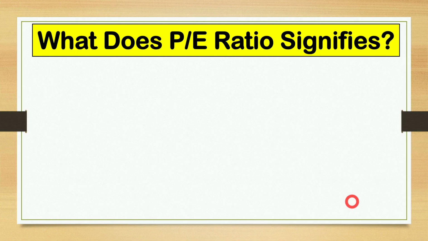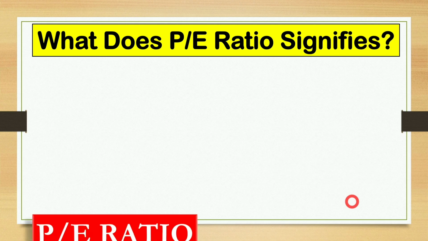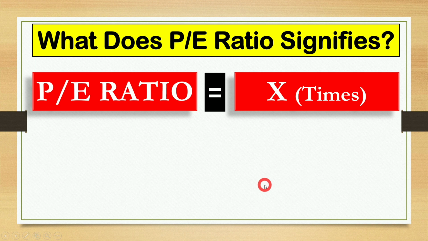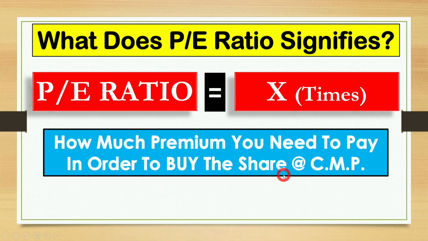So let's go back to our formula. So first of all, what does PE ratio signify? What is the importance of PE ratio? So PE ratio is equal to X times, that is, it is given in multiples. We will see what it means.